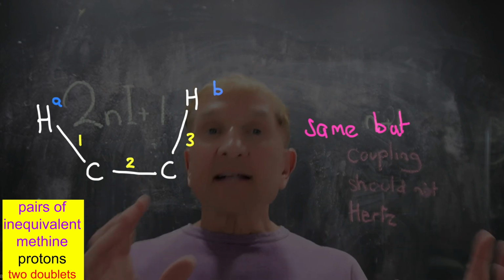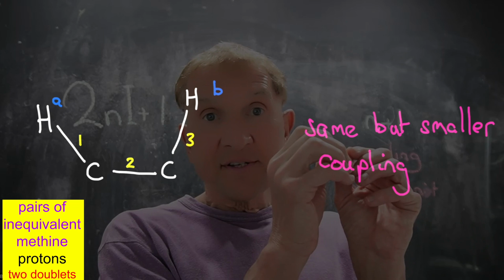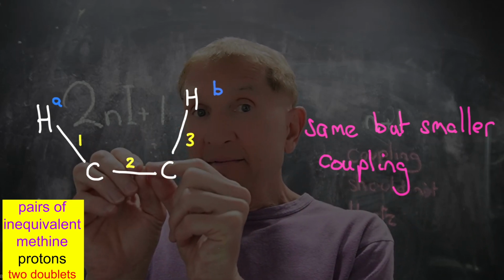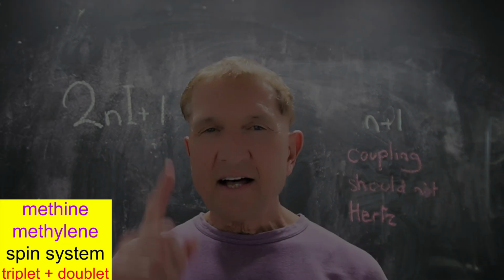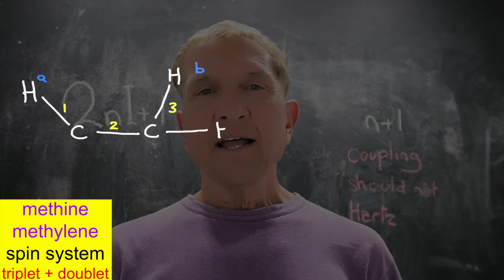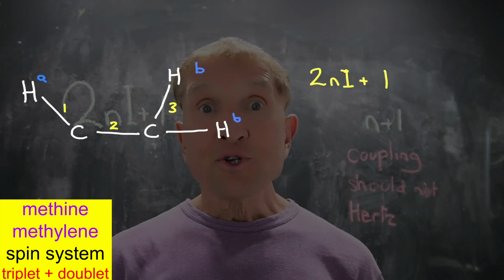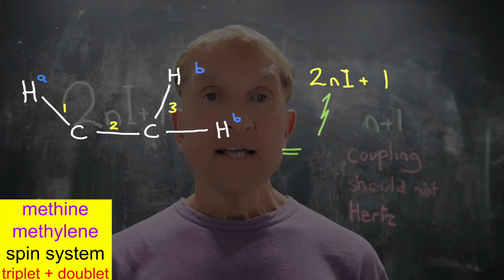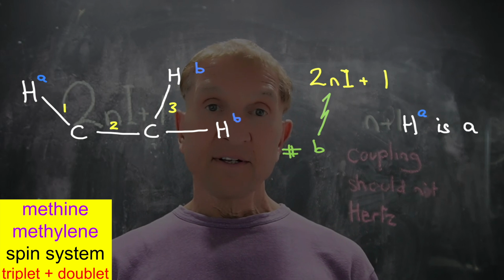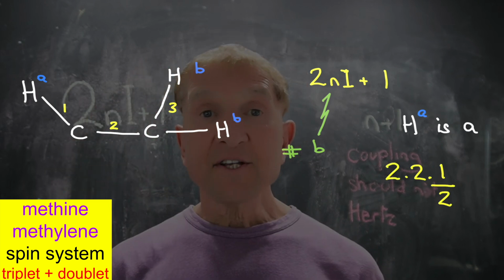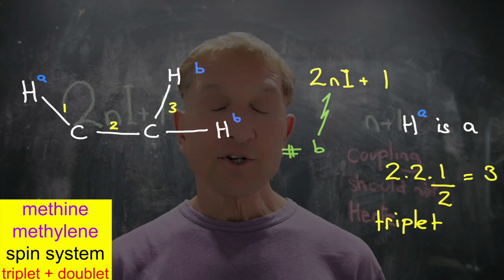What happens when magnetically inequivalent protons are on different but adjacent carbons? We see exactly the same coupling pattern because the field that HA experiences is still dependent on HB. The only difference is they're further apart and the coupling constant will be less. But what if there are two equivalent protons HB on the second carbon? 2NI plus 1 is now 2 times 2 times a half plus 1, which is 3, a triplet. And the distance between the peaks in the triplet will be JAB, the coupling constant.